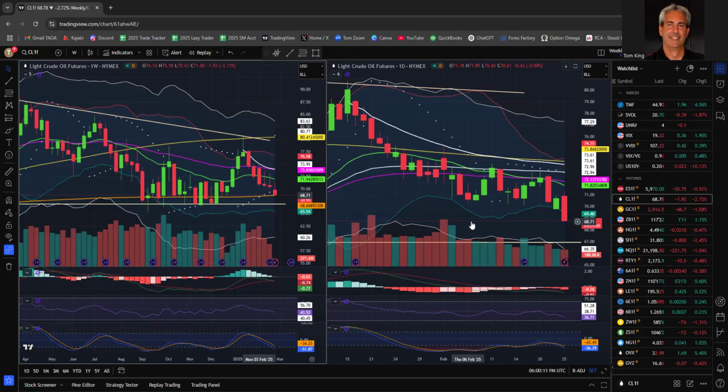I don't think there's a trade on oil here. Being below the Bollinger Band, I don't think I'd want to sell call credit spreads because the rubber band's extended and it could snap.